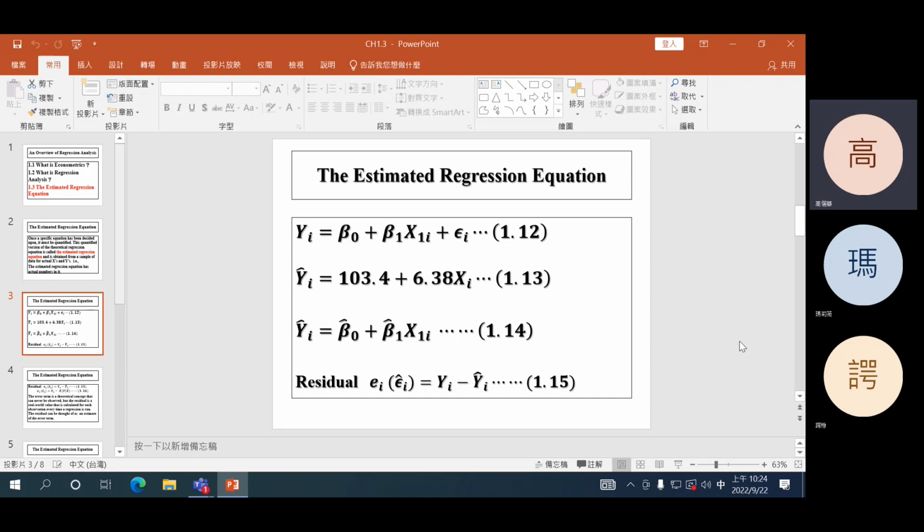So in this case, residual is using actual y minus estimated y. Okay, in this case, the actual y is here, estimated is here, so the residual is positive, right? Okay, this is the positive relationship.